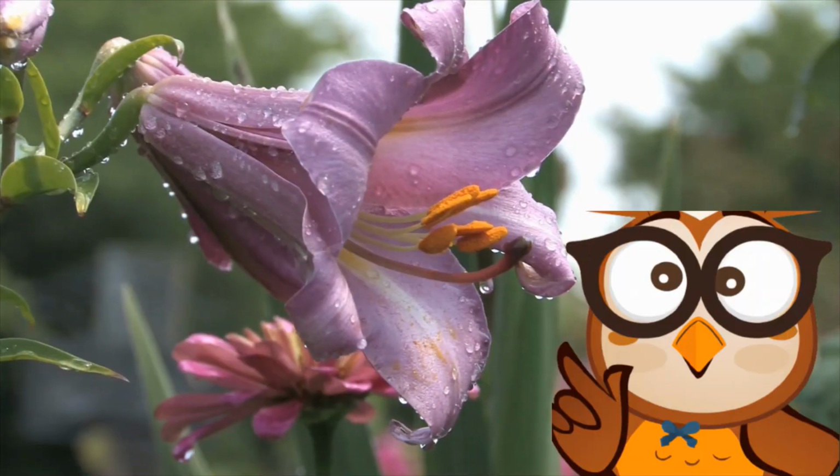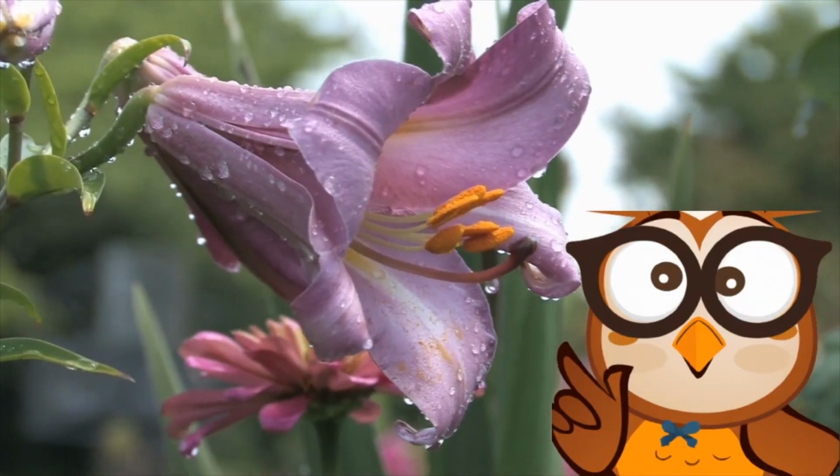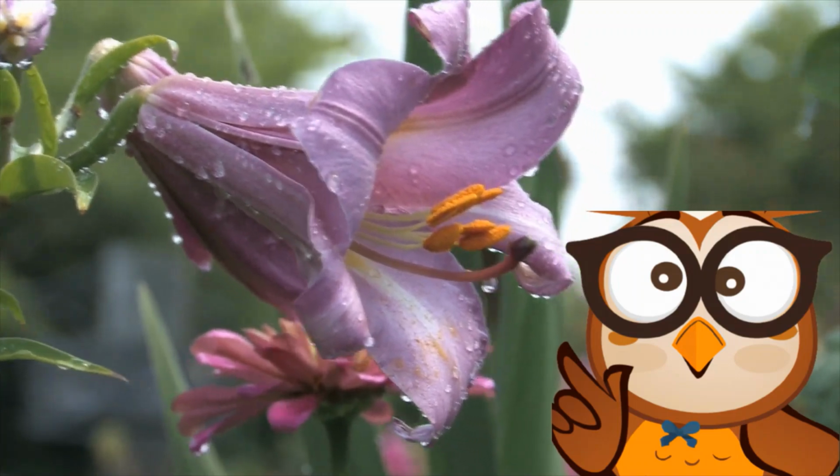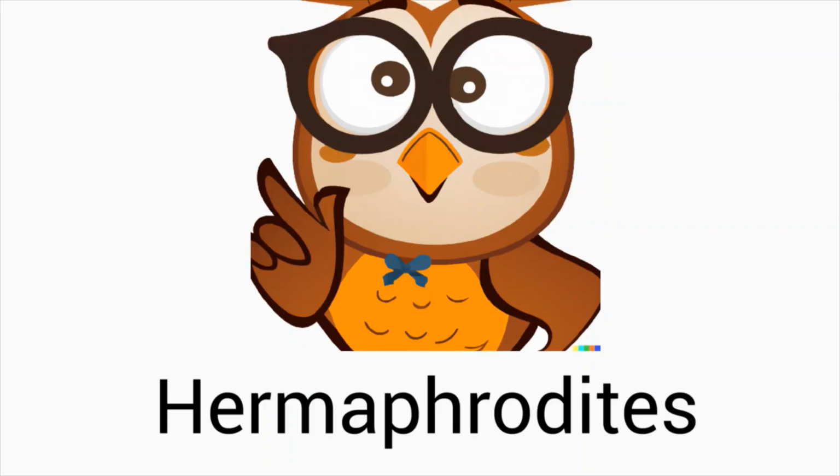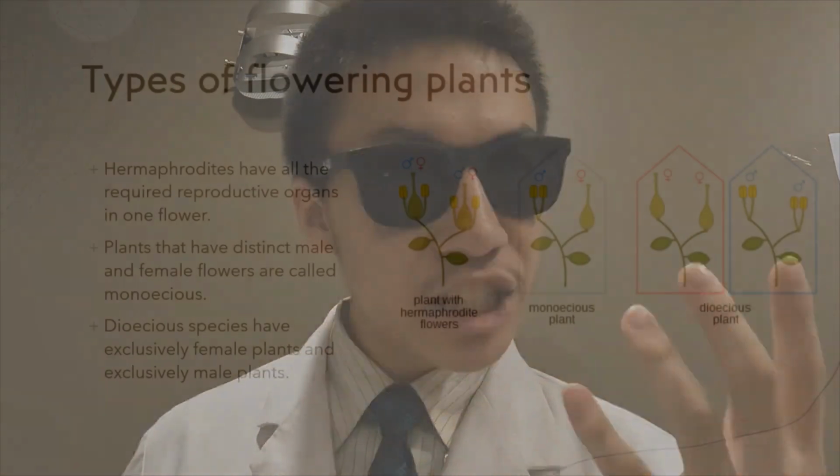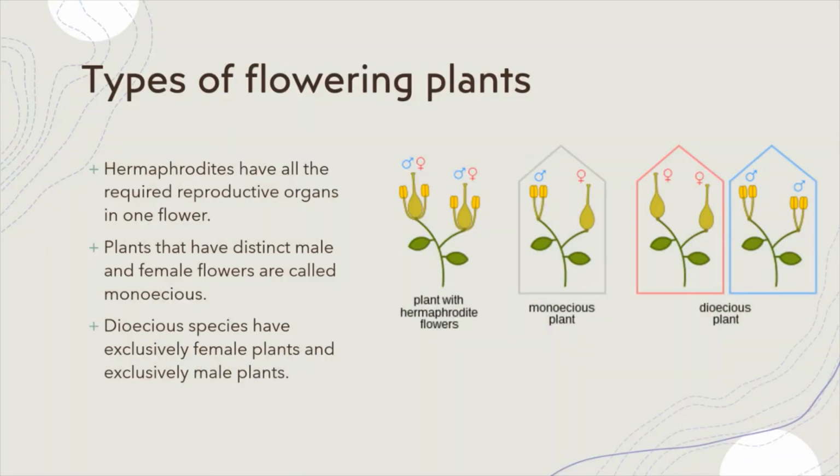And we also need to talk about the different structures of flowers, right? Hermaphrodites, monoecious, dioecious. Of course, flowers are usually depicted as having both the female and male reproductive organs together. Such plants are, in fact, called hermaphrodites, since they already have all the required reproductive organs in one flower. However, not all plants have male and female reproductive organs found in one single flower. Plants that have distinct male and female flowers are called monoecious.